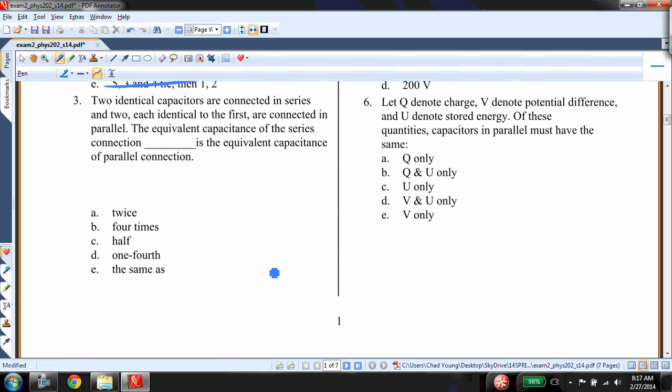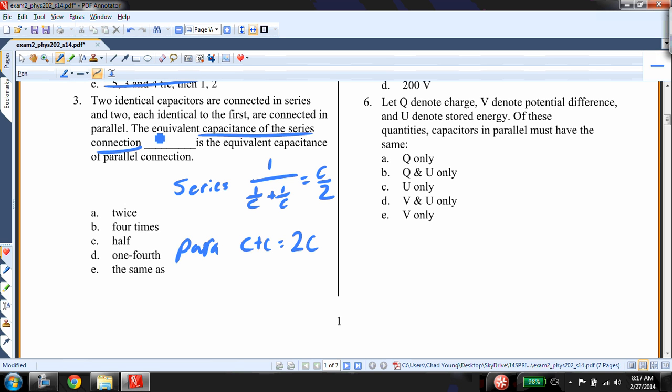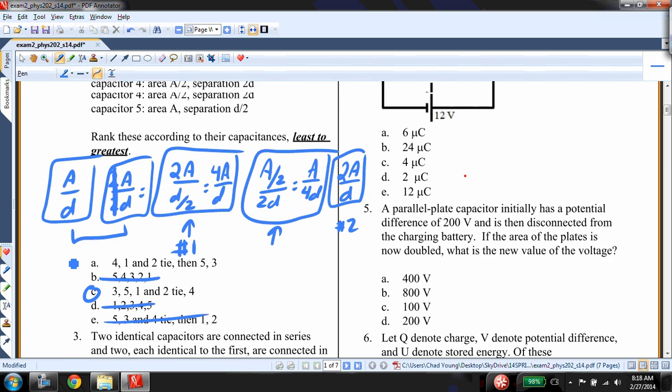Two identical capacitors are connected in series, and two more, each identical, are connected in parallel. The equivalent capacitance of the series connection is what of the parallel connection? So first, for the series, I say 1 over C plus 1 over C. That's 1 over 2 over C, which is C over 2. And then for parallel, it's just C plus C, which is equal to 2C. So the series connection is 1/4 that of the parallel connection. That is, C over 2 is equal to 1/4 of 2C. So D is the right answer.